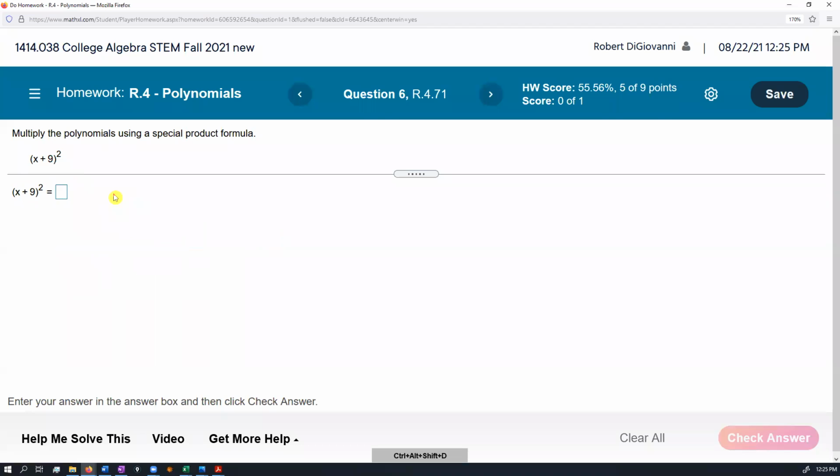Clear. All right, here we go. So x plus 9 squared, be careful here. Again, it's a common place that students make mistakes. You do not just square each one. That's not the way this works, okay?